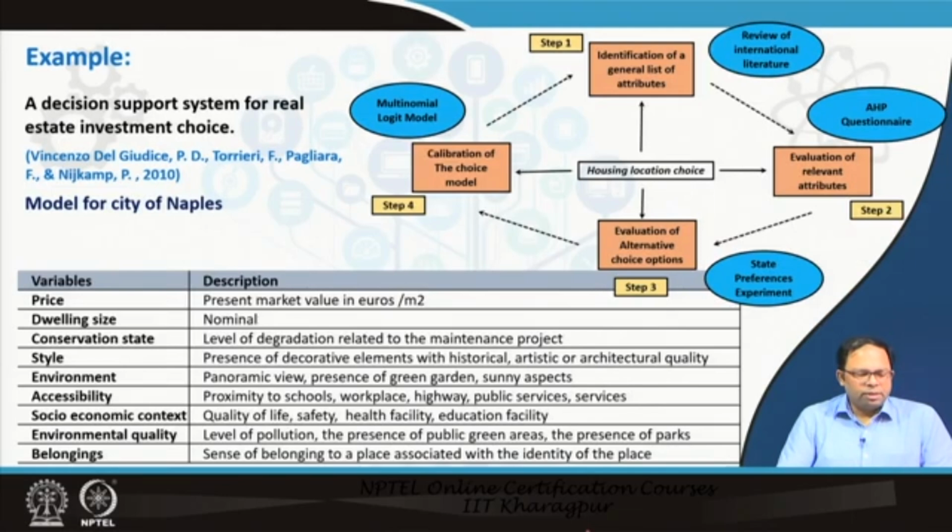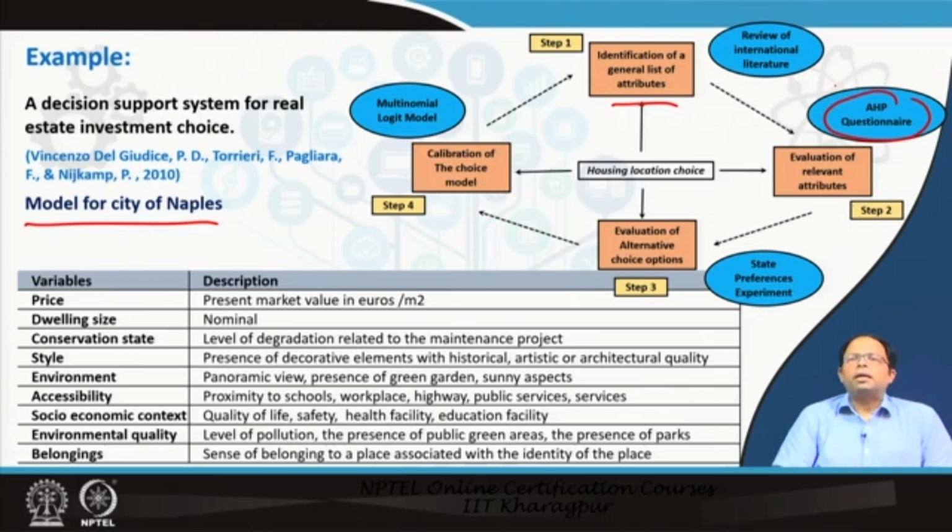So, let us see an example. In this particular example, a decision support system for real estate investment choice by Vincenzo del Giudice et al., done for the city of Naples, they did it in 4 steps. The first step was to identify a general list of attributes or characteristics which play a role in the location choice. From different other literature this list was created, and then there was an evaluation of this list to determine which are the relevant and important attributes. That was done through the analytical hierarchy process, and there was a questionnaire in regard to that.